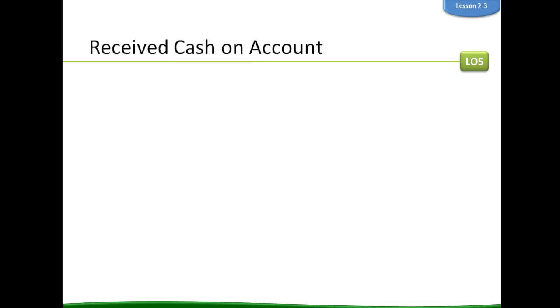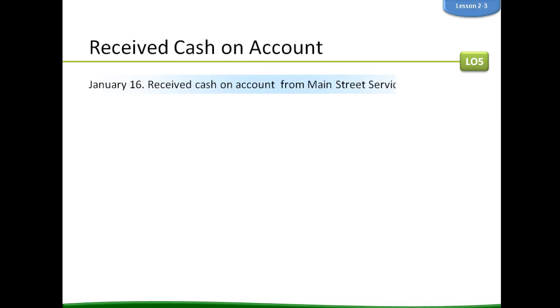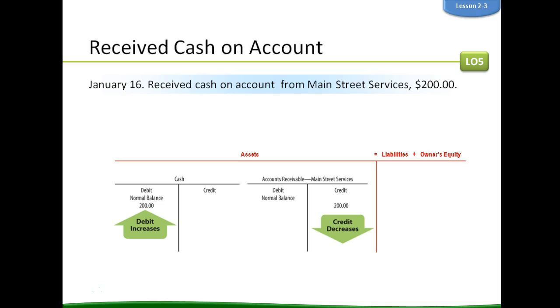Okay. All right, so now we've received cash on account. Main Street Services decided to pay us some money from some of the previously purchased sales things that we did with them. So what we're looking at is that $200 was received. I'm going to debit my cash to increase my cash, and I'm going to go ahead and credit accounts receivable because I need to decrease my accounts receivable for Main Street Services. This should make sense to us because all of the transaction happened on the asset side of the equation. So my increase and decrease should net out and keep my accounting equation in balance.